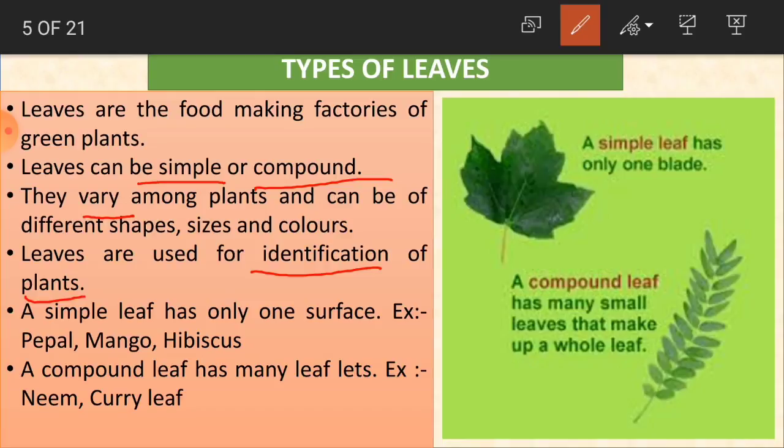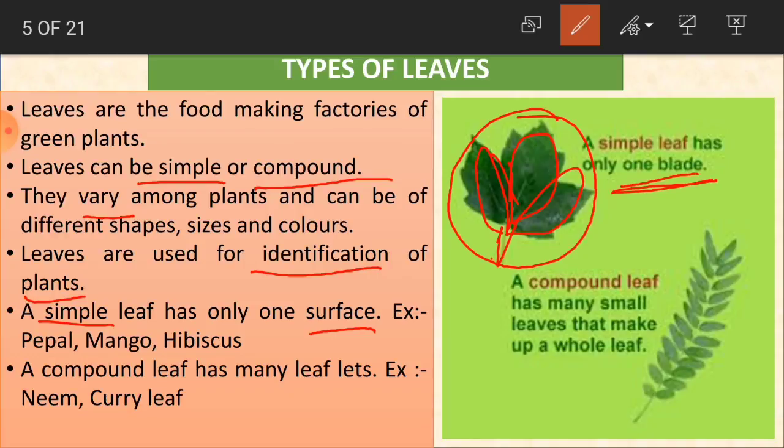A simple leaf has only one surface. Examples: peepal, mango, hibiscus. We have so many, but we have mentioned only 3 examples here. Simple means single, that is, it has only one surface. If you see here, children, you might think we have 3 different leaves. Suppose this part is one leaf, and this part is one leaf. But all of this comes under one leaf only. This type of leaf has only one blade, and it is called a simple leaf.